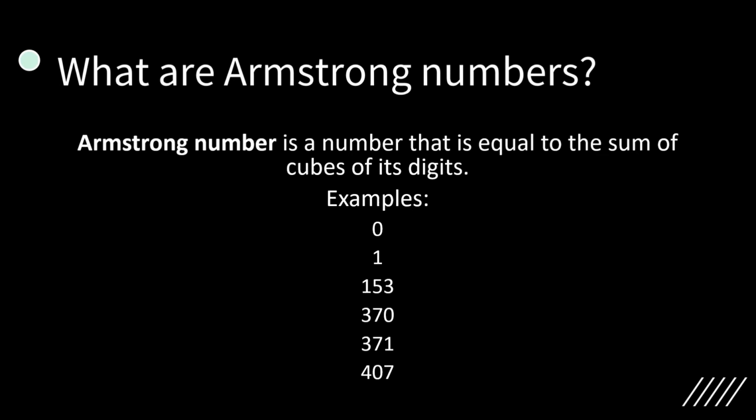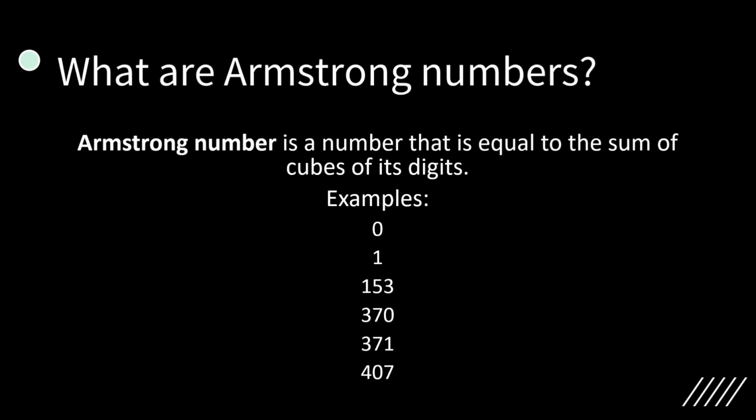Simply, an Armstrong number is a number that is equal to the sum of cubes of its digits. That means when we get the digits of that number separately and add the cubes of those numbers, if we get the same number again, that is an Armstrong number. For example, 0, 1, 153, 370, 371, 4, 7 are Armstrong numbers.